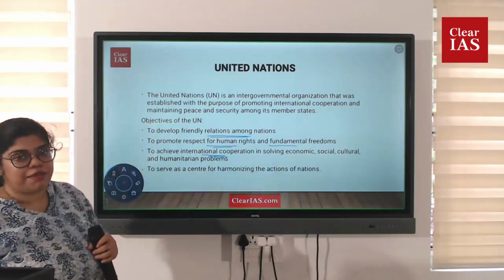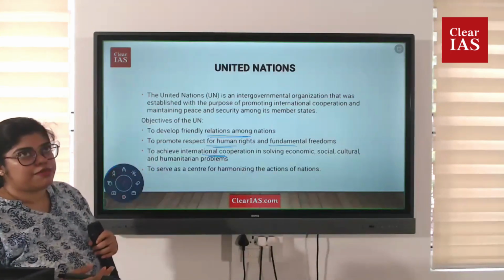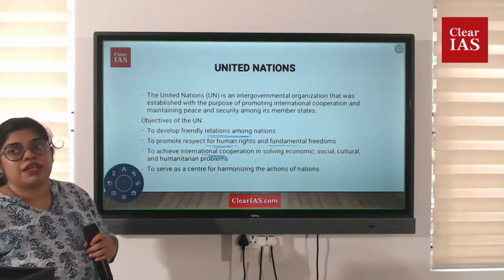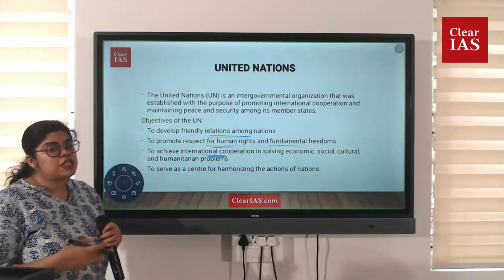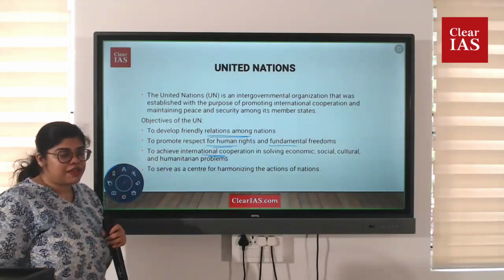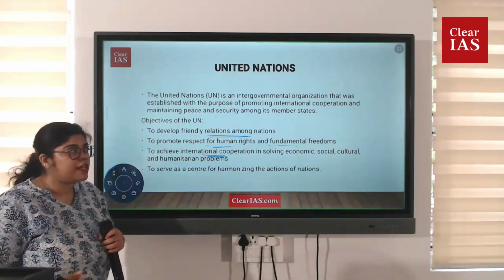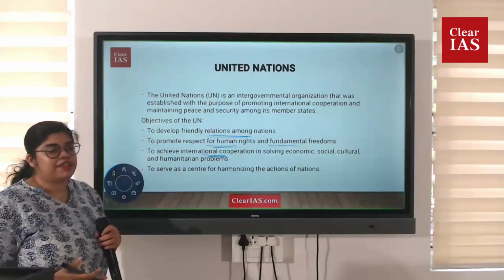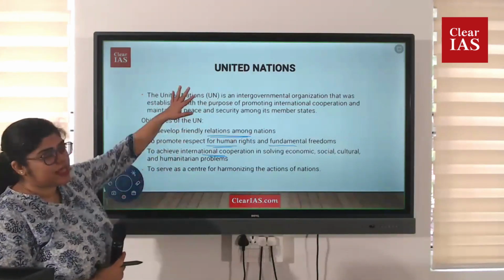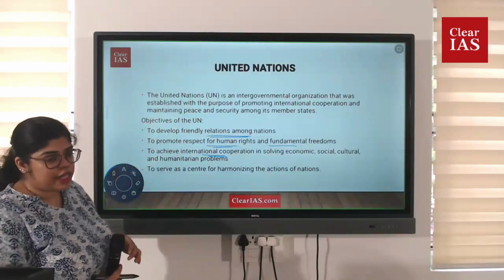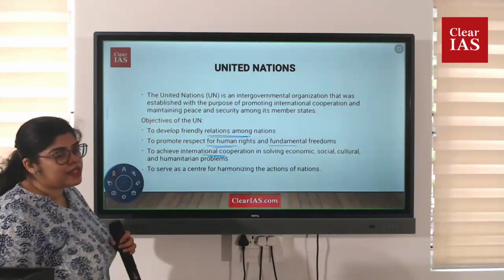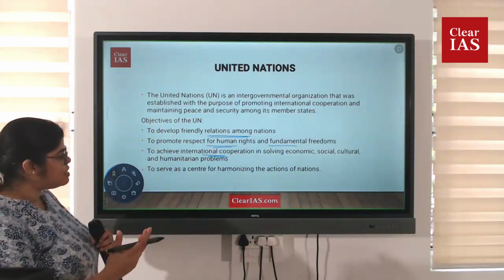See, in case of climate change, in terms of biodiversity protection, disaster management, in combating terrorism, in tackling money laundering, so many cases we have international cooperation. All comes under the aegis of the United Nations. So they help in bringing this international cooperation in various fields.